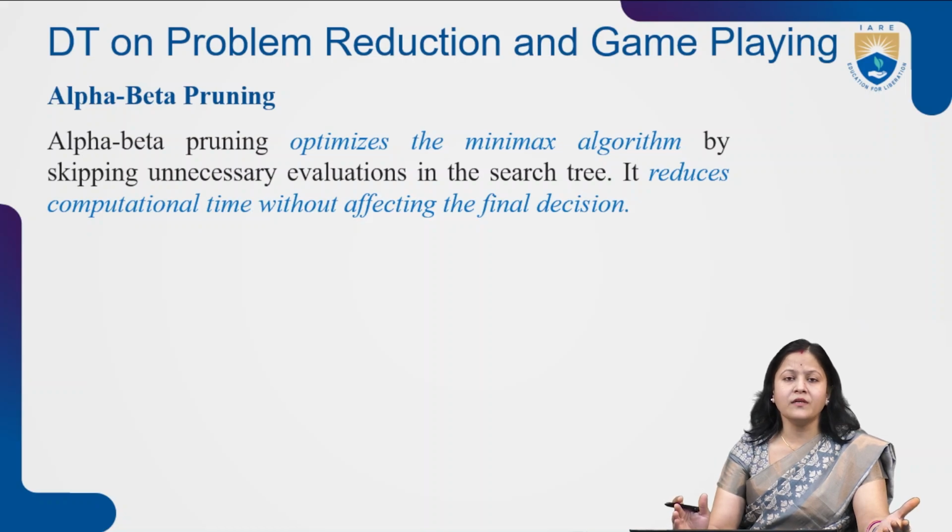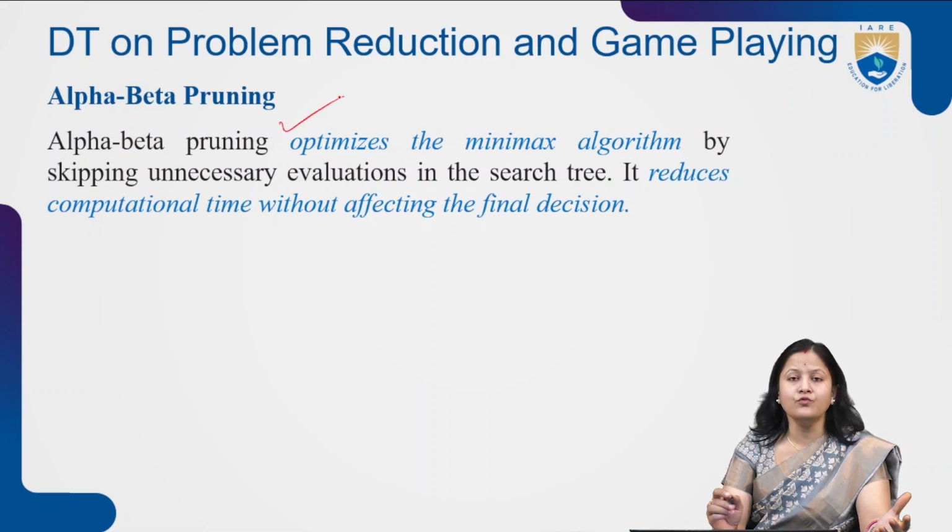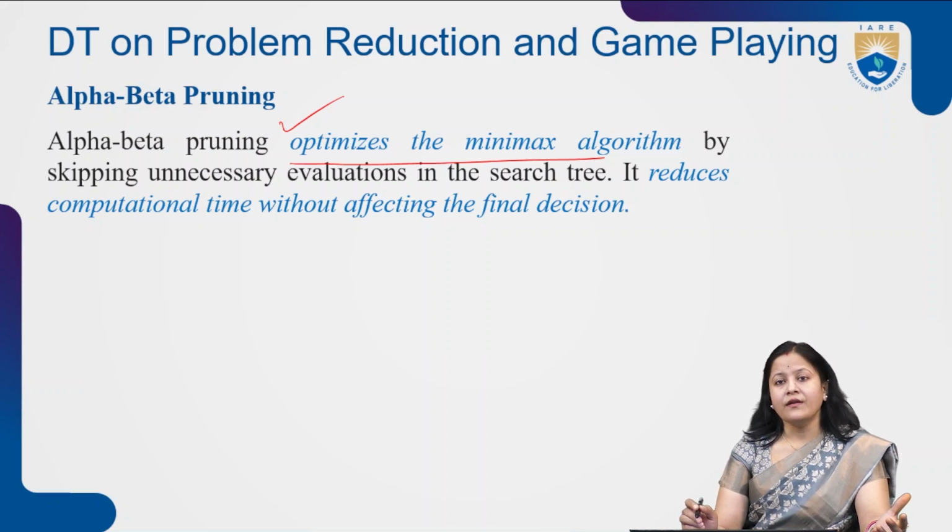The next terminology is alpha-beta pruning. Alpha-beta pruning is the advanced concept of the Minimax algorithm. The problem with the Minimax algorithm, though it is used to solve all game playing problems, is that it takes lots of time because it searches all the nodes in the search space. To avoid that problem, the alpha-beta pruning method is used, which optimizes the Minimax algorithm by skipping the unnecessary evaluations in the search tree. It reduces the computational time without affecting the final decision.